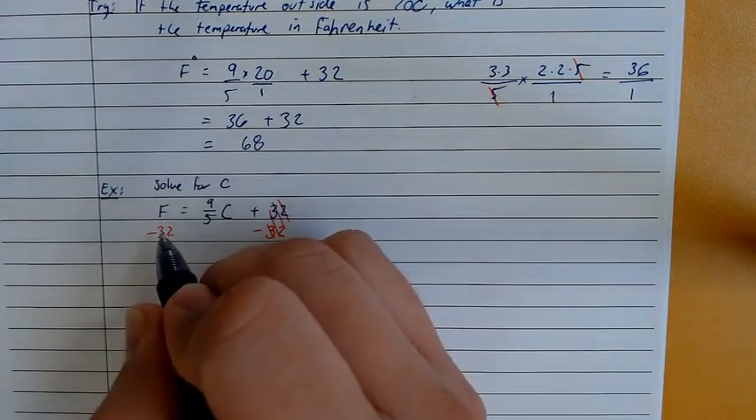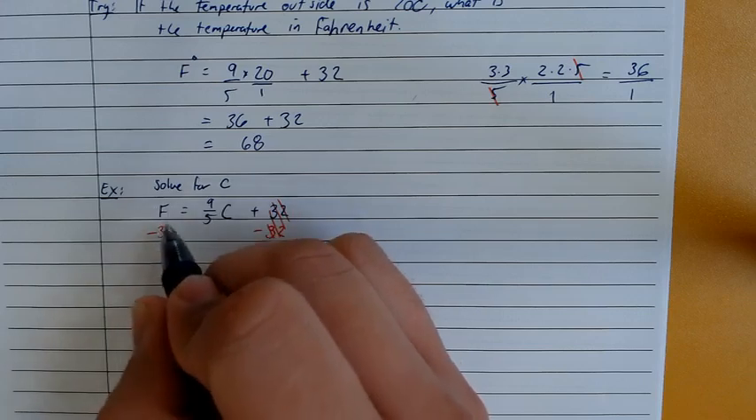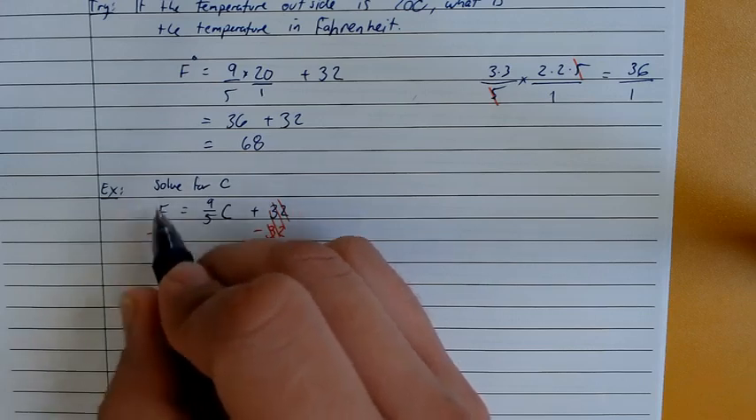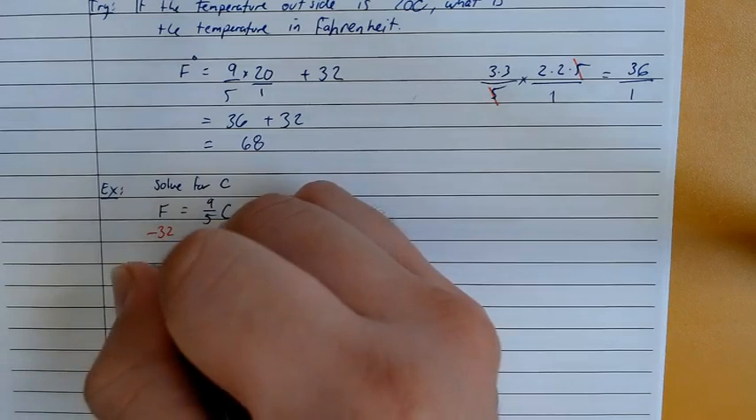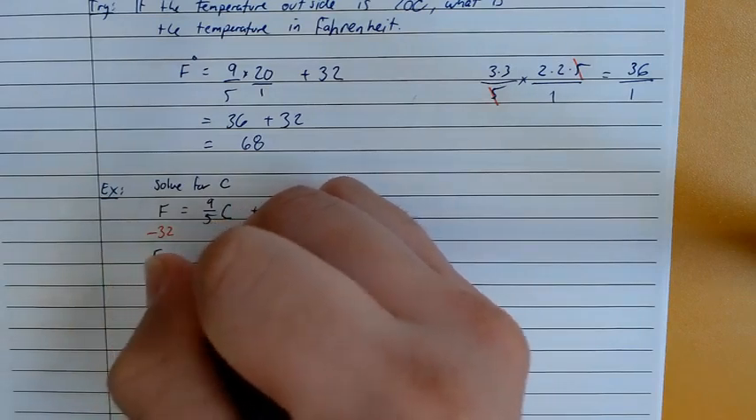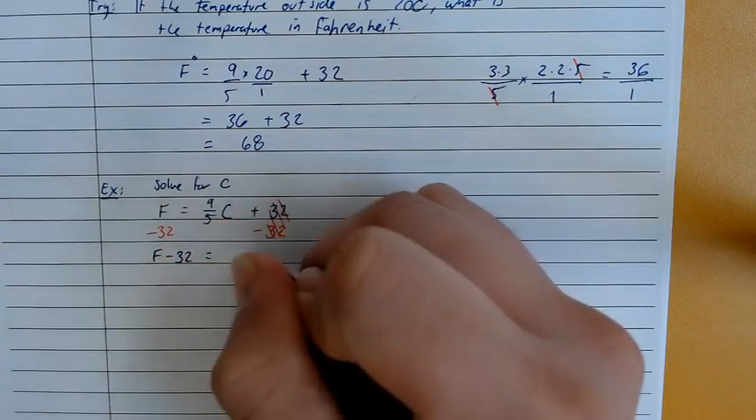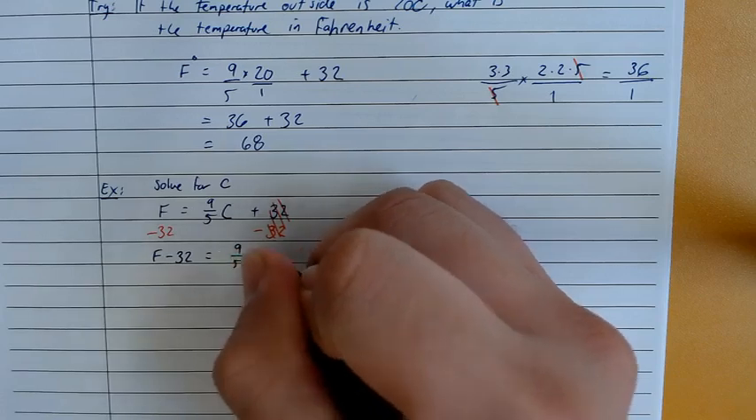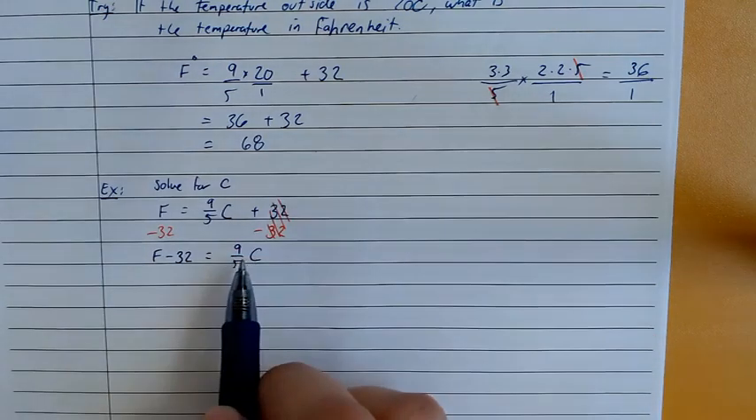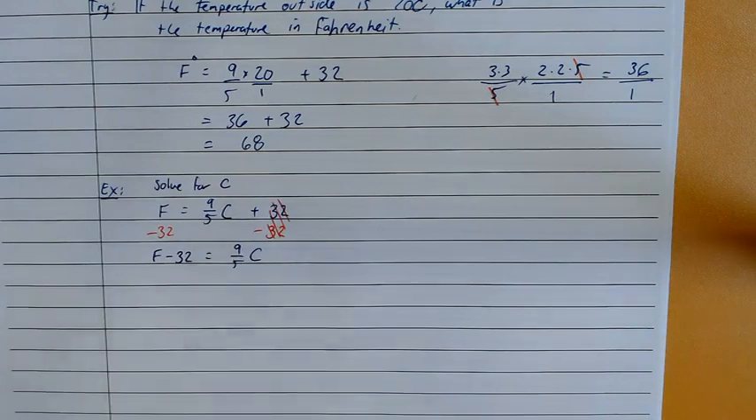Notice here these are not like terms. That's a variable and that's not. So because they're not like terms, you can't actually combine them. So you just got to sit them next to each other. So you can write that as F minus 32 is equal to 9/5 C. So now the C is almost by itself, but you got to get rid of this 9/5.